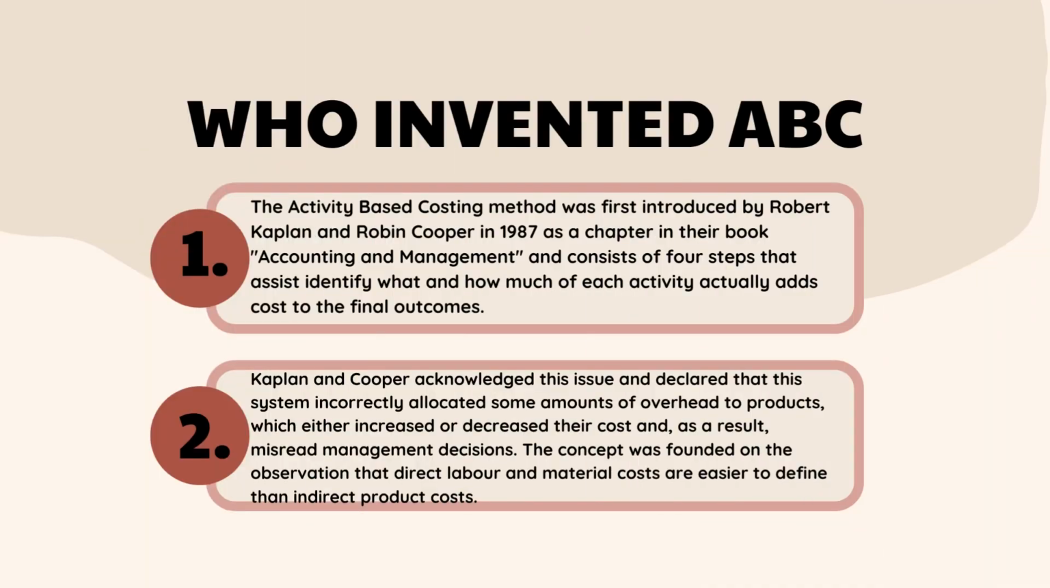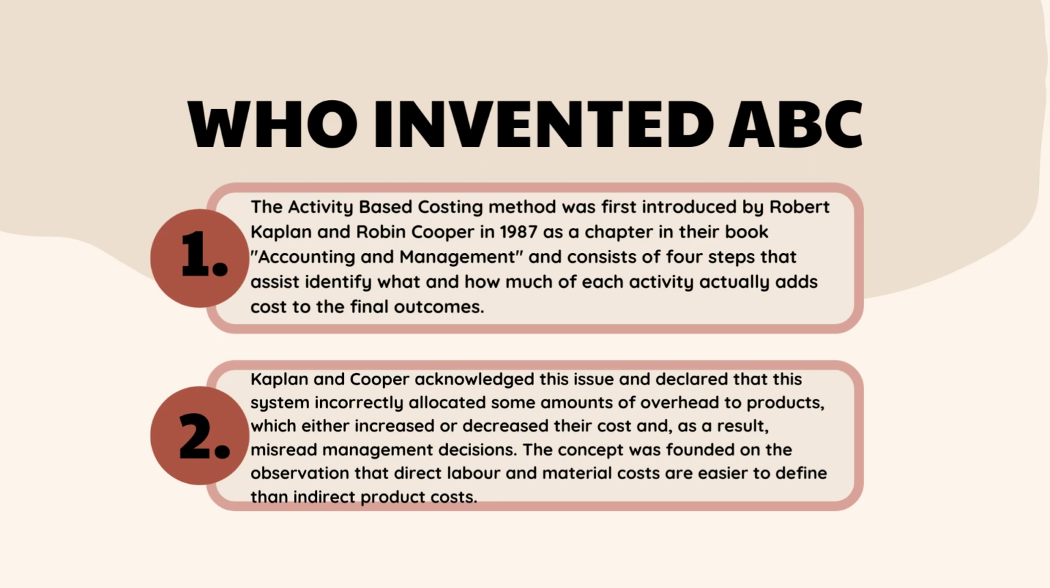Who is the one that invented ABC method? This activity-based costing method was first introduced by Robert Kaplan and Robin Cooper in 1987 as a chapter in their book Accounting and Management, and consists of 4 steps that assist, identify, what and how much of each activity actually adds cost to the final outcomes.